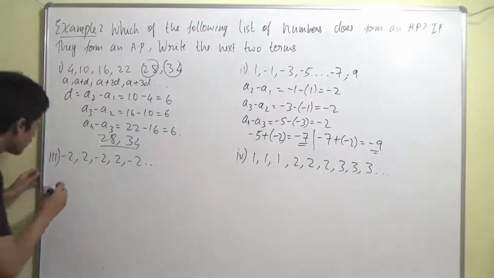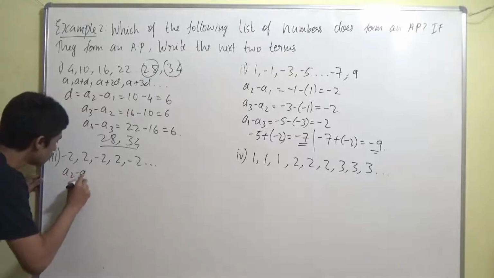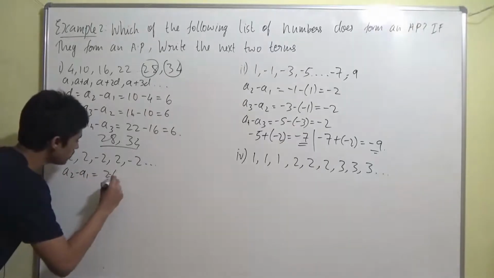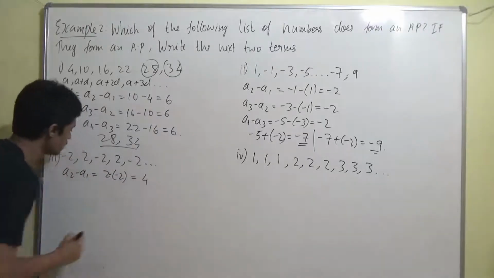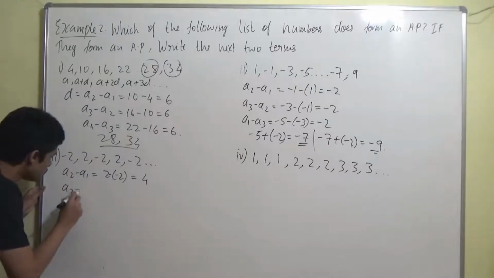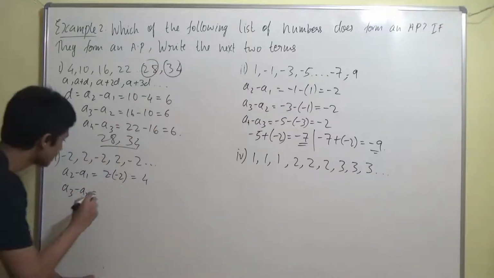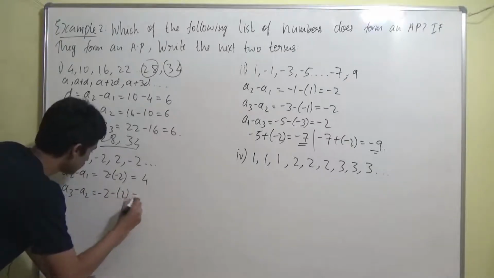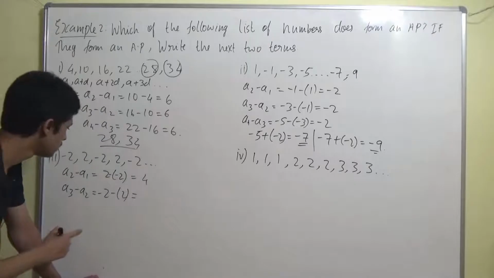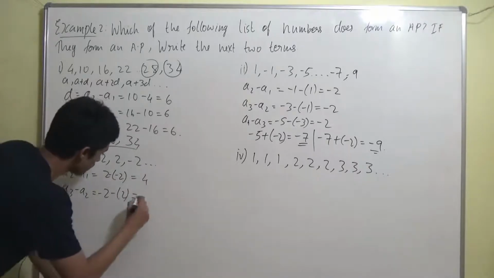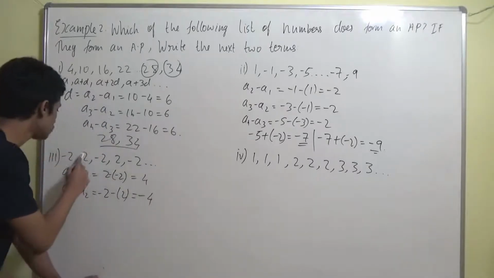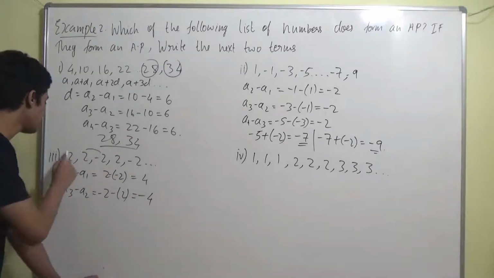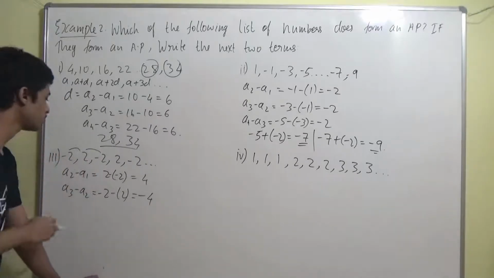But here, if you do A2 minus A1, you get 2 minus minus 2, which is 4. Now if you do A3 minus A2, you get minus 2 minus 2, which is minus 4. Between these two terms you get a difference of minus 4, and between these two terms you get a difference of plus 4. Getting it, guys?